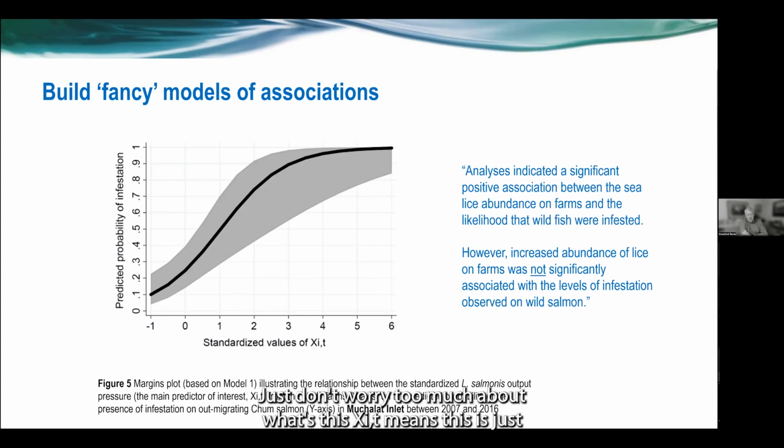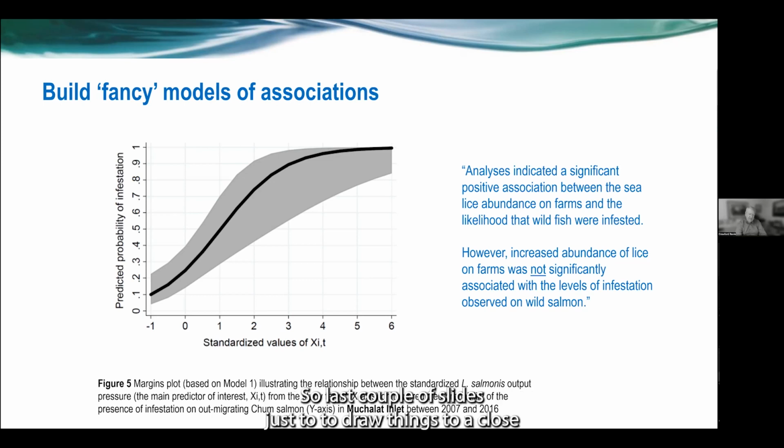Don't worry too much about what this xi of t means. This is just some estimation of how high the levels of lice were on the farmed fish. And yes, we saw this association, so that was significant. However, what we found was that as you increase the abundance of lice on your farm, that was not significantly associated with an increase in the observed level of prevalence on the wild.